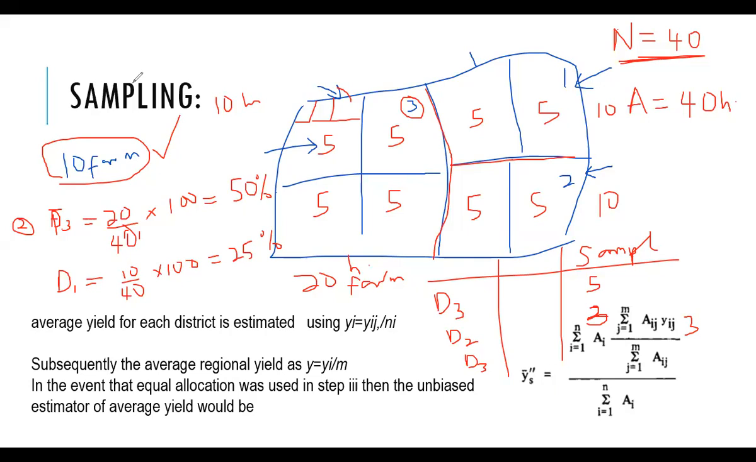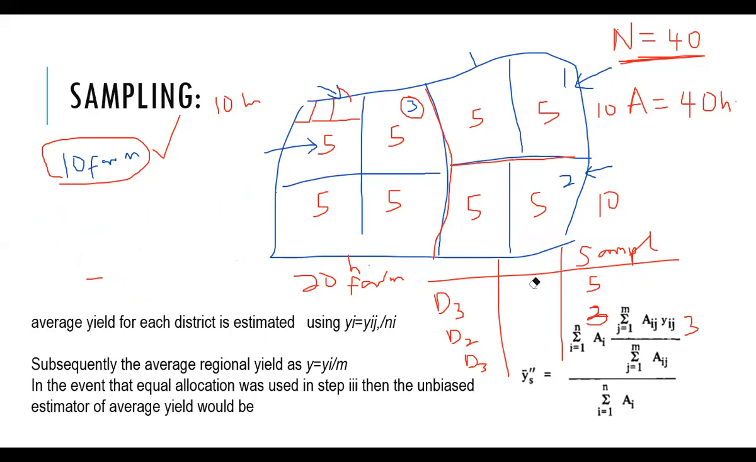Good. So at this point, we are at a stage where we are supposed to select what? 5 farms from 20. 5 from 20, 3 from 10, and then 3 from 10. How do we go about it? We have the list of everyone here, right? So all we need to do is to use a simple random technique, okay, to run the selection.